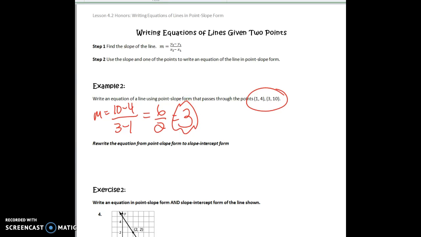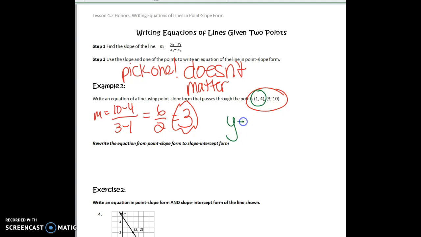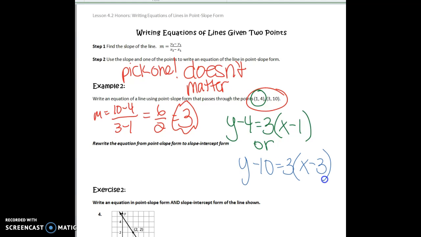I pick one of the points. Pick one, it doesn't matter which one. I would try to pick the one with the least amount of negatives so you don't mess up. I'm just going to pick the first point. Again, it doesn't matter. y minus 4 equals your slope times x minus 1. And for those of you who picked the other one, I'll show you what it would look like if you picked the other point. Again, it does not matter.